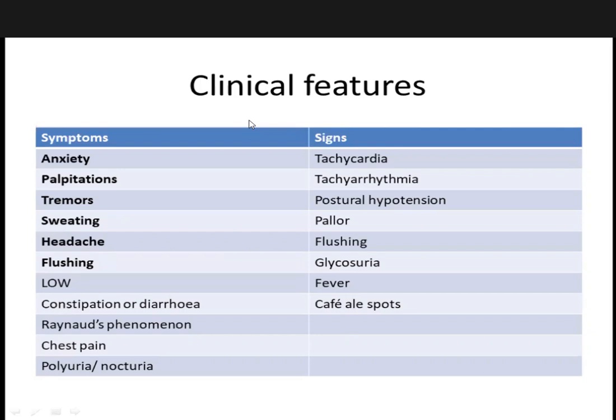Right? In addition, they can have flushing, glycosuria, a feverish kind of feeling, and importantly, café-au-lait spots as well. This is again one clinical feature you should remember. Café-au-lait spots, if present, are suggestive of pheochromocytoma.